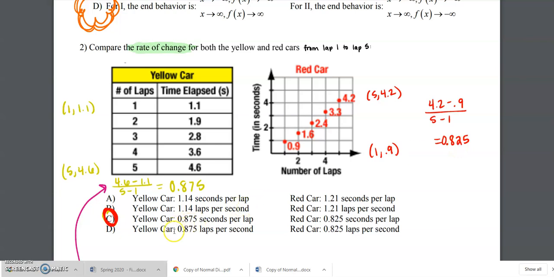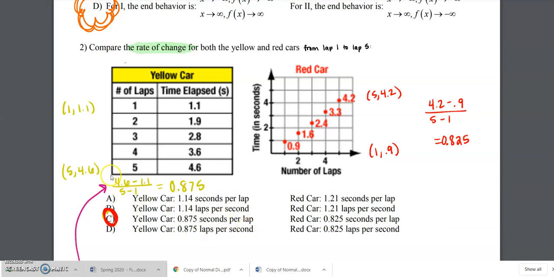Notice that you have two answer choices that give you 8.7 or 0.875 for the yellow car and 0.825 for the red car. However, the difference that you need to take account of is the units. For C, it is seconds per lap. For D, it's laps per second.